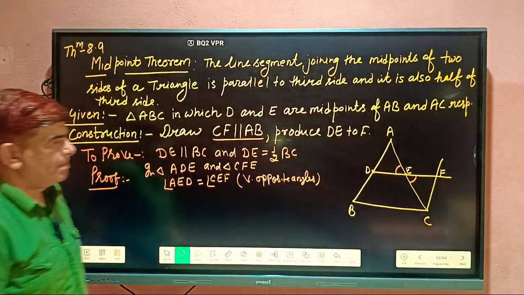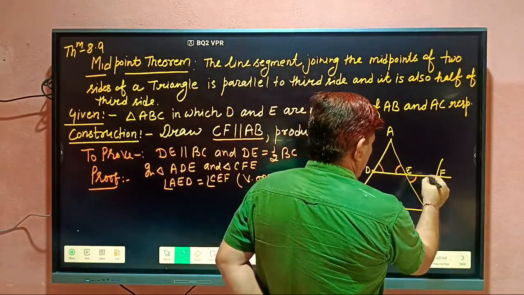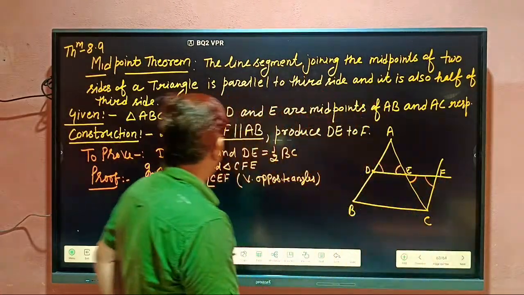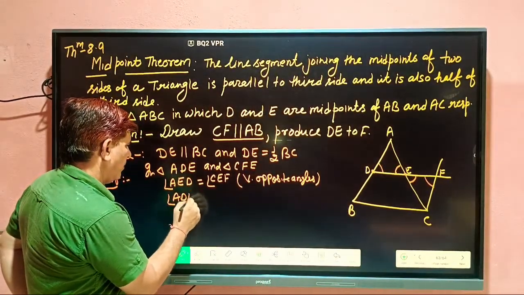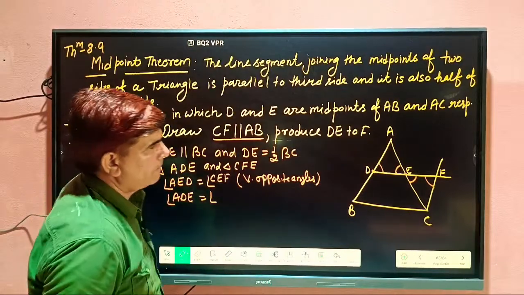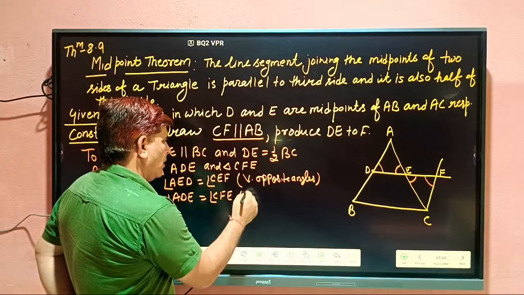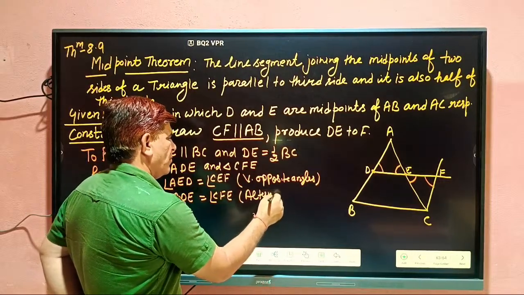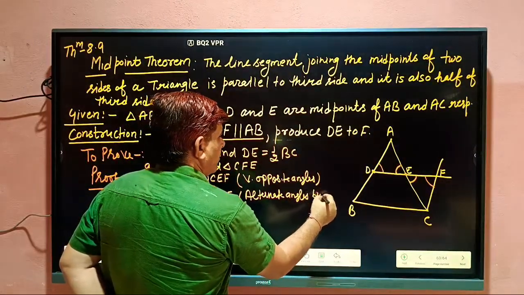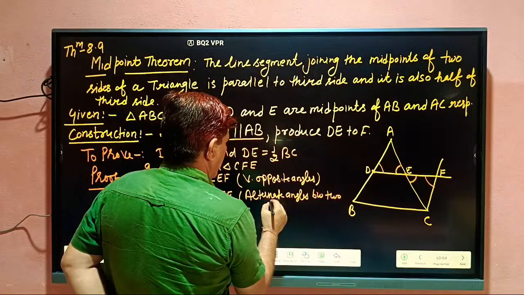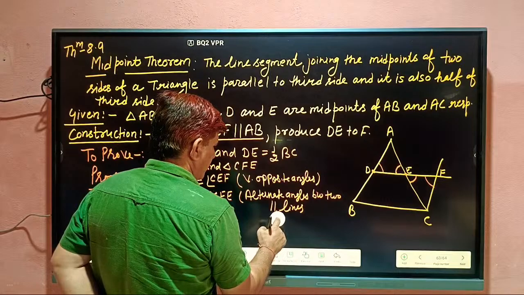Understood? This angle equal to this angle. Angle ADE equal to angle CFE, alternate angles between two parallel lines. Yes or no? This understood?